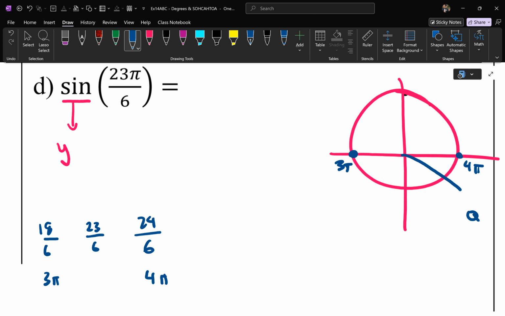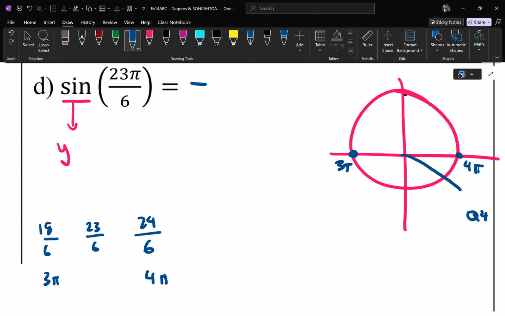So quadrant 4. My question is, at this very spot, without knowing ASTC, because we're looking at sine, is the y coordinate positive or negative? It's negative. Yeah, without memorizing anything, it's clearly going to be a negative. So I know the answer is negative.